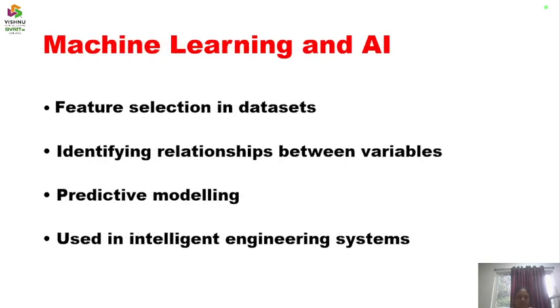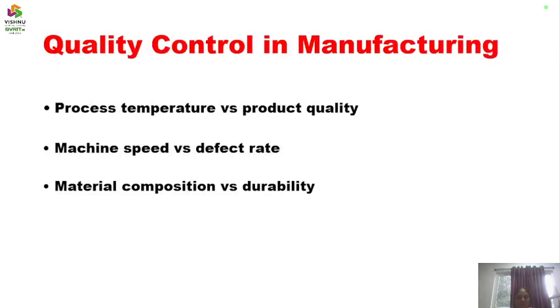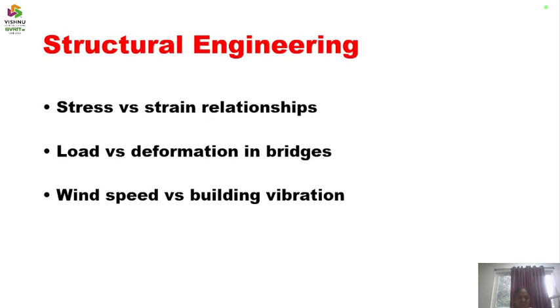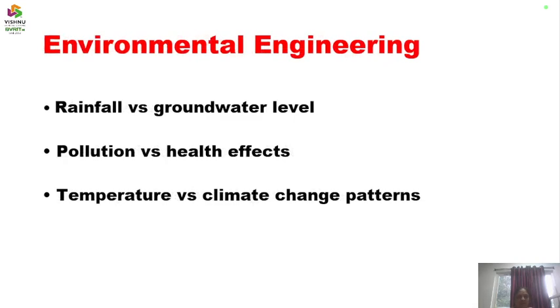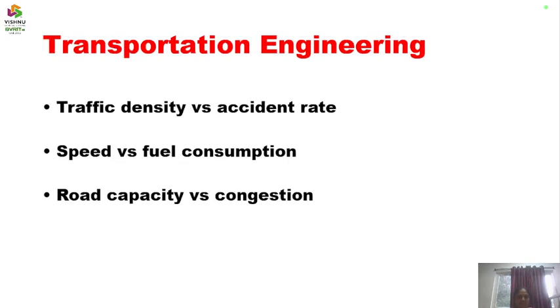And machine learning and AI: feature selection in data sets and identifying relationships between variables, predictive modeling, and used in intelligent and engineering systems also. Coming to quality control in manufacturing: process temperature versus product quality, machine speed and defective rate, materials composition and durability. Structural engineering: stress and strain relationships, load and deformation in bridges, wind speed and building vibrations. Environmental engineering: rainfall and groundwater level, pollution versus health effects, temperature and climate change patterns.